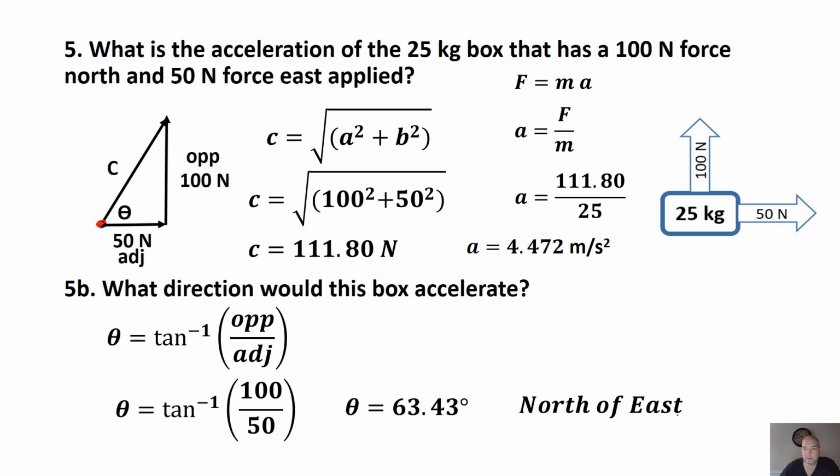Once again, the last thing you see in the direction is actually the first thing that comes out of the origin dot. So north of east would be the answer. And if I want to do a complete answer, which it doesn't ask you for, the actual acceleration would be 4.472 meters per second squared, 63.43 degrees north of east.